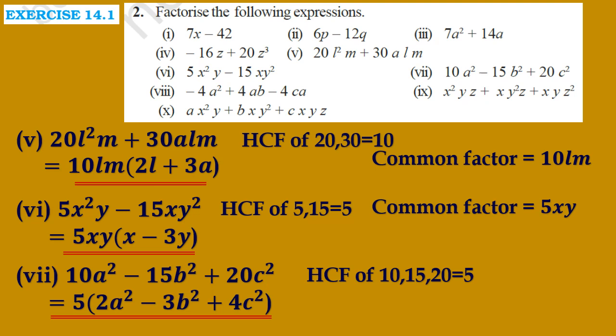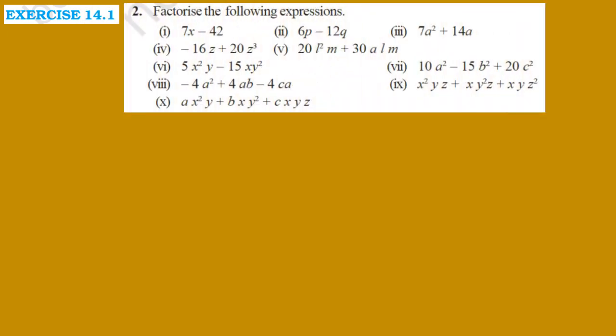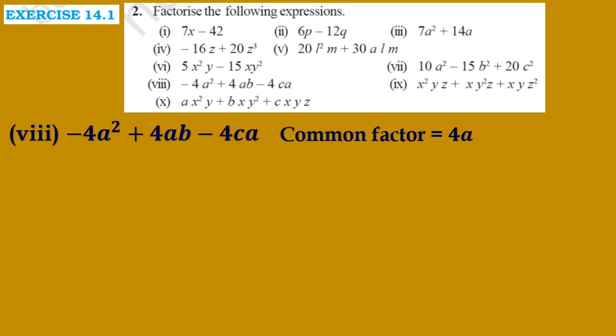Shall we go to the next question? That is question number 8, 9, 10. Okay, question number 8. Minus 4a square plus 4ab minus 4ca. Very easy, 4 is common in all. Then a is also common. So the common factor is 4a. When we take the 4a out, here 1a, that is minus a. Here b will be left, minus 4a gone, so c will be left. So 4a into minus a plus b minus c.